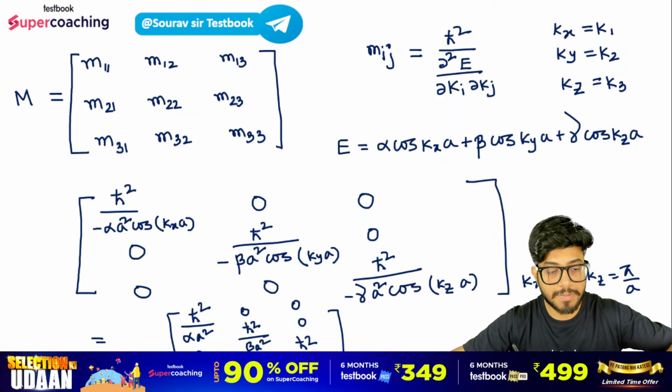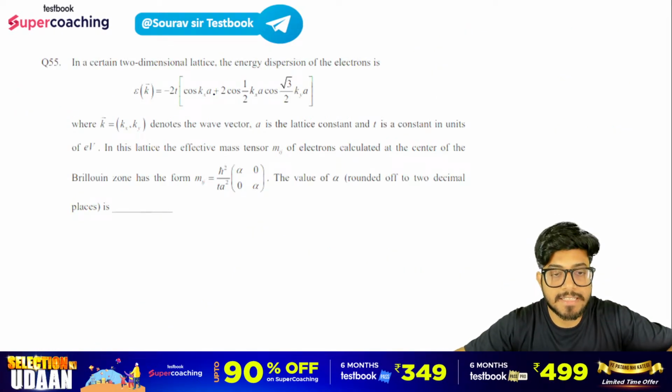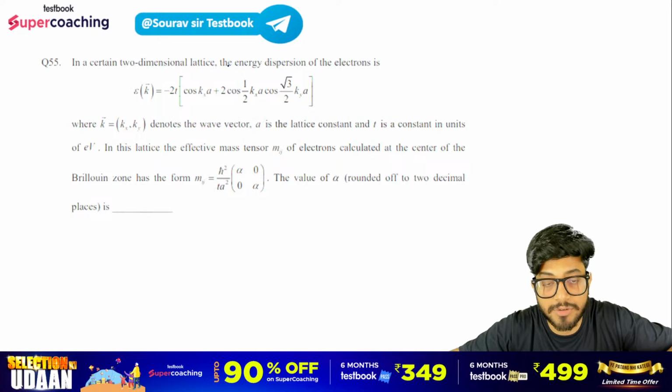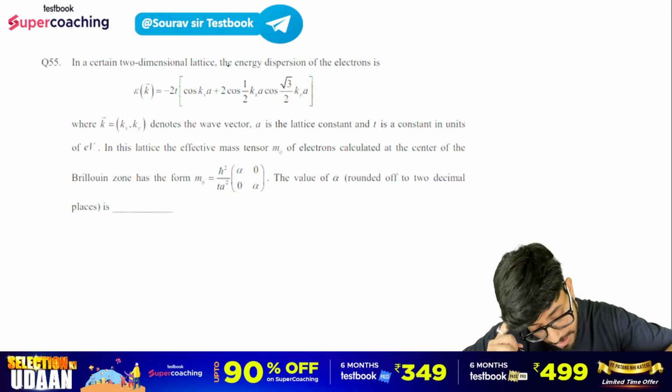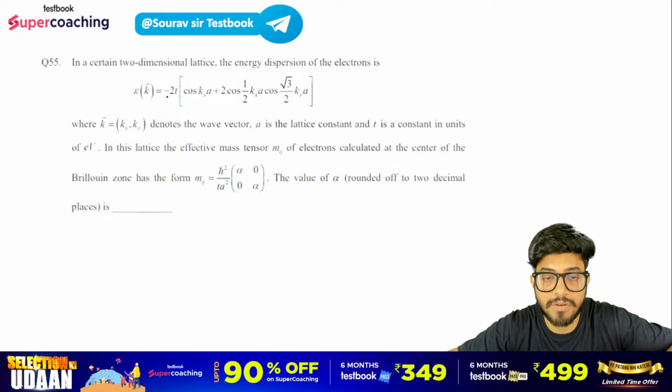The next problem talks about this part. It says in a certain two-dimensional lattice, we are talking about a two-dimensional lattice over here. The energy dispersion relation of the electron is this. So E of k equals this thing, where k denotes the wave vector, A is the lattice constant, T is the constant in units of electron volt. In this lattice, the effective mass tensor of the electrons calculated at the center of the Brillouin zone is equal to this.